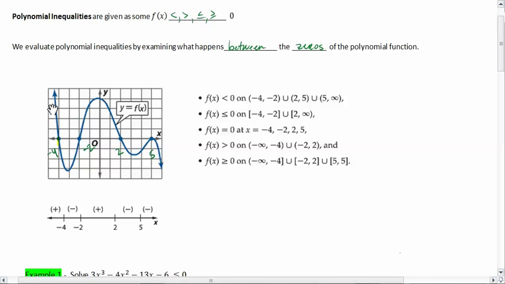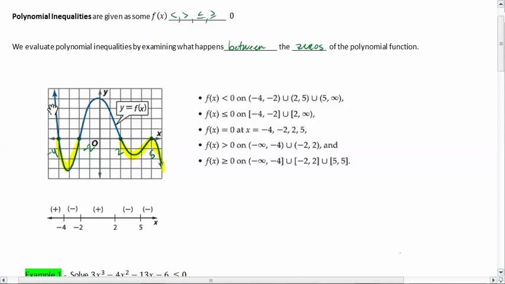So let's look at what happens. What intervals do we actually have? One is f of x less than 0. F of x is less than 0 for negative 4 to negative 2. So from negative 4 to negative 2, our f of x is less than 0. And from 2 to 5, and from 5 to infinity.